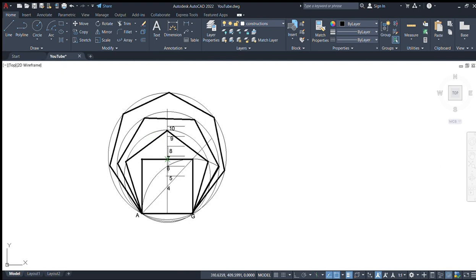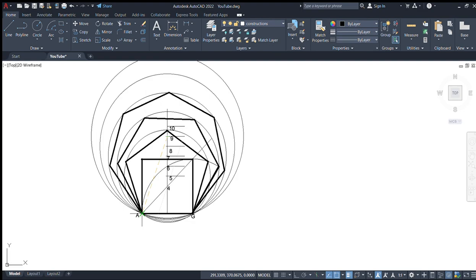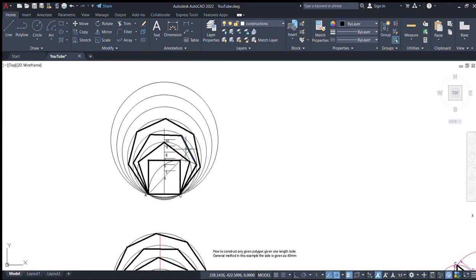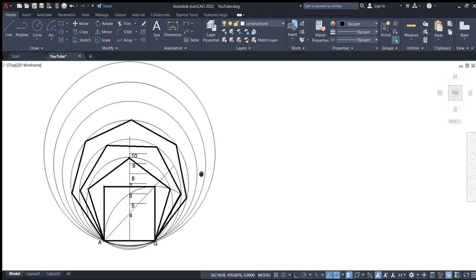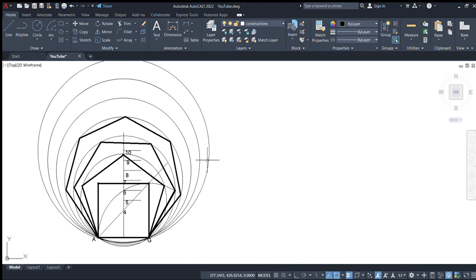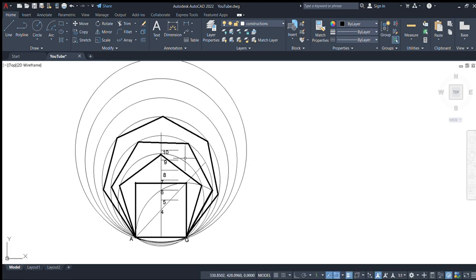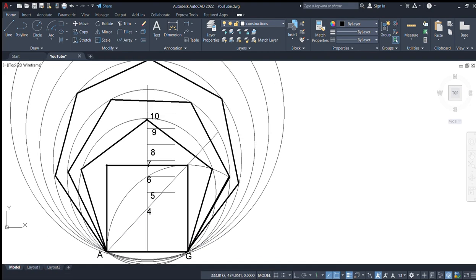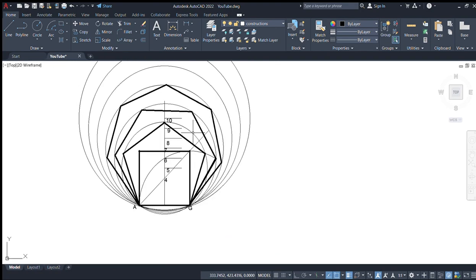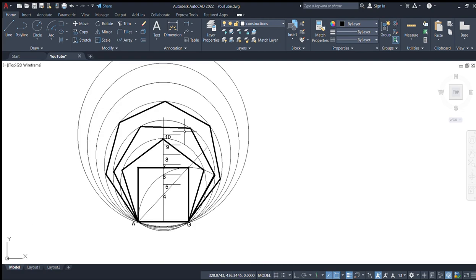So using center 8 and 8A as the radius, you mark. Also using center 9 and 9A as the radius, you mark. Using center 10 and 10A as the radius, draw a circle. And then mark round that figure. You would have achieved your goal or your objective of constructing any polygon given one length.